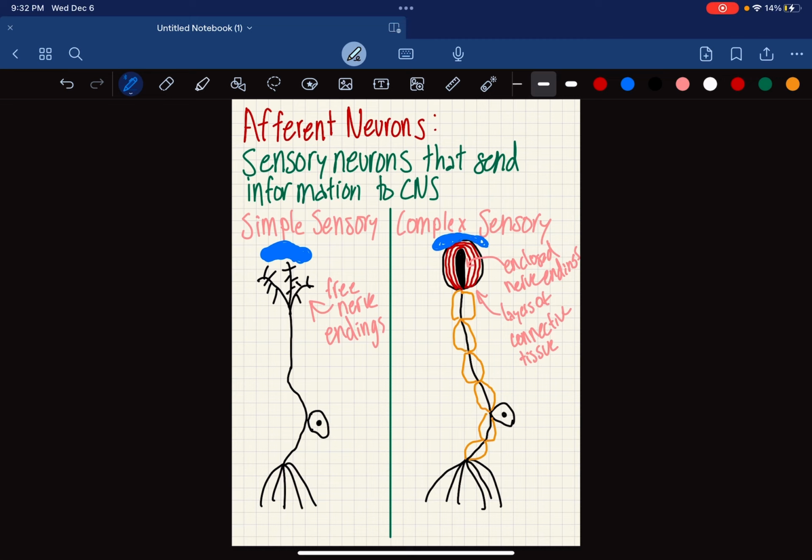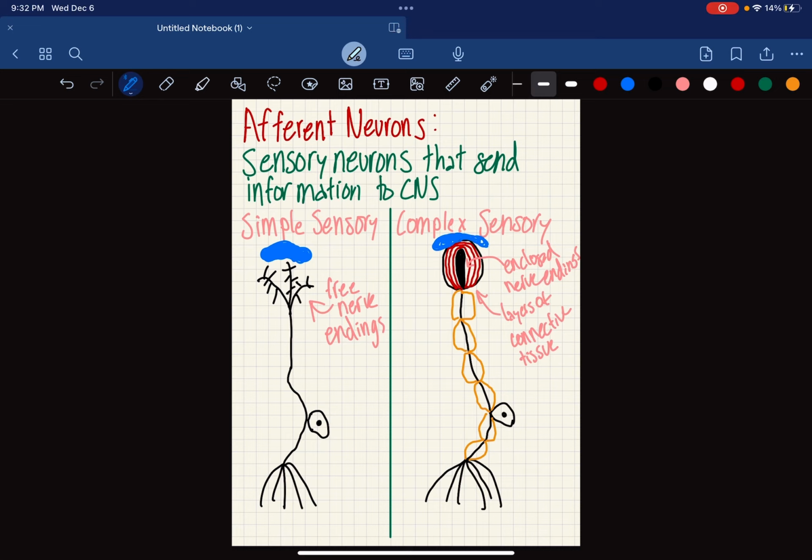There's two primary types of afferent neurons, the simple sensory neurons and the complex sensory neurons. The simple sensory neurons have free nerve endings, shown below, while the complex sensory neurons have an enclosed nerve ending and layers of connective tissue. You see the complex sensory more with pressure and free nerve endings with thermo. They're just different types of afferent neurons.